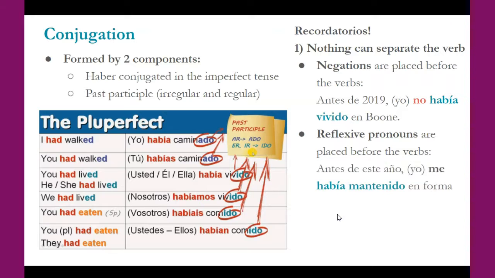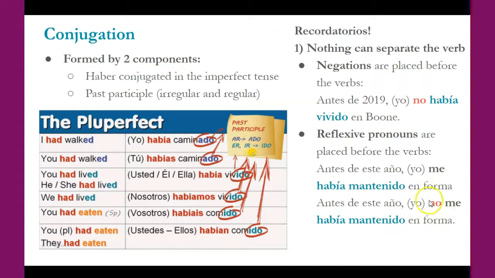Reflexive pronouns are placed before the verbs as well. So, antes de este año yo me había mantenido en forma. Mantenerse is a reflexive verb. The reflexive pronoun agrees with the subject, in this case the yo form, and is placed before the past perfect. Nothing can divide the auxiliary verb and the past participle. Antes de este año, yo no me había mantenido en forma.